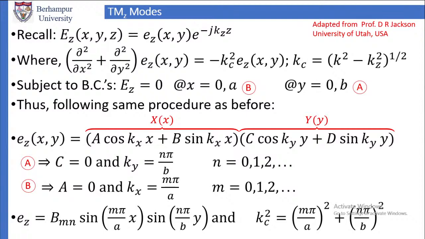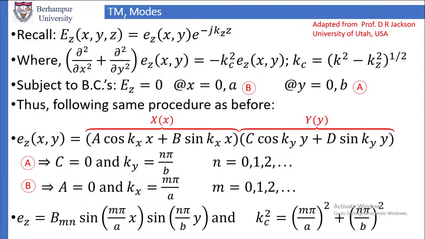Okay, now I will come to the second one. Here there is a problem. n is equal to 1, 2, 3, 4, etc. It will not be equal to 0. We will see later why it will not be equal to 0. Then for the second boundary condition, you use boundary condition B.